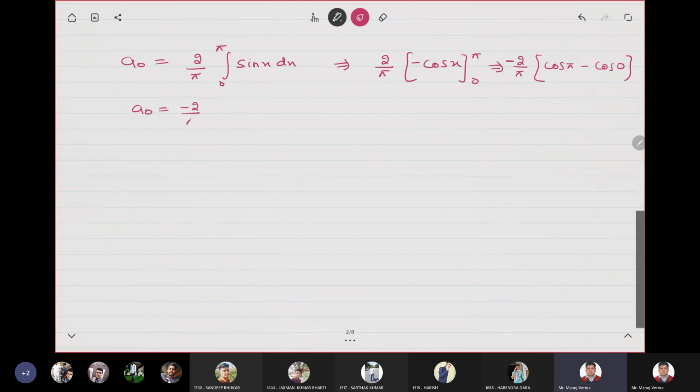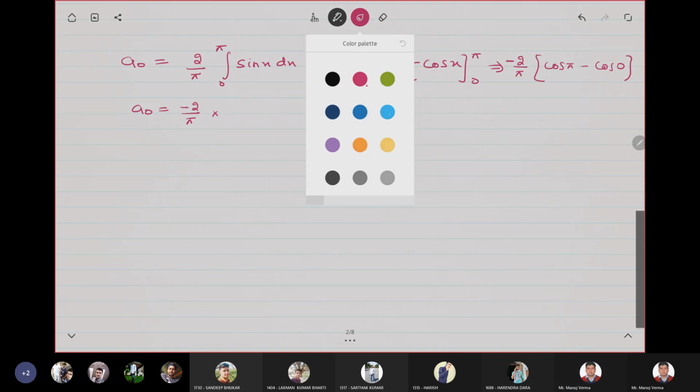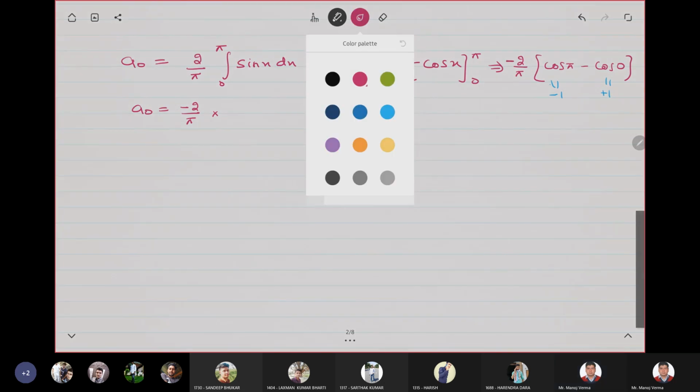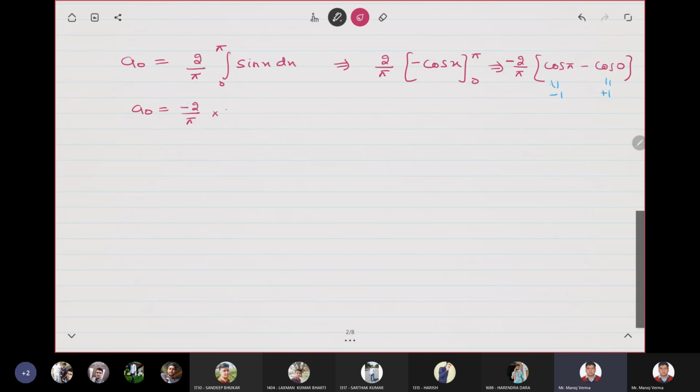So my a naught will become minus 2 over pi into cos pi minus cos 0. This cos pi is minus 1 and this cos 0 is plus 1. So it will become minus 1 and minus 1, which is minus 2. So overall the value of a naught will become 4 over pi. This value we will be using later on.